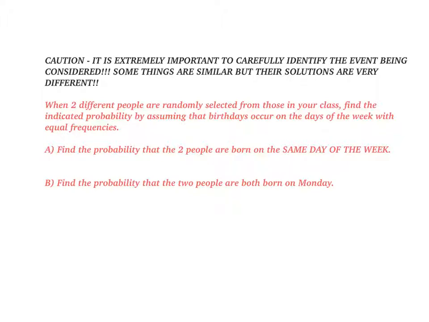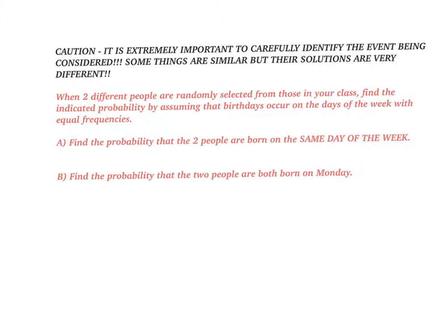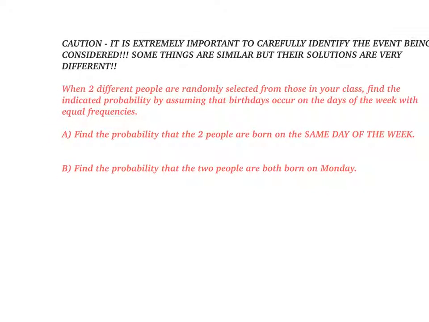All right, caution. It is extremely important to carefully identify the event being considered. Some things are similar, but their solutions are very different. So I'm about to show you what I mean by that with this example right here. It says when 2 different people are randomly selected from those in your class, find the indicated probability by assuming that birthdays occur on the days of the week with equal frequency, meaning there's an equal number of people born on a Sunday or Monday or Tuesday. The day doesn't matter if there's an equal chance of that happening. Sunday is not more popular for having a baby.